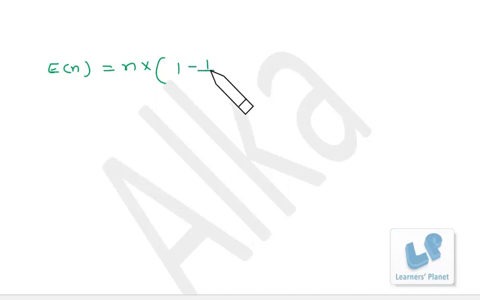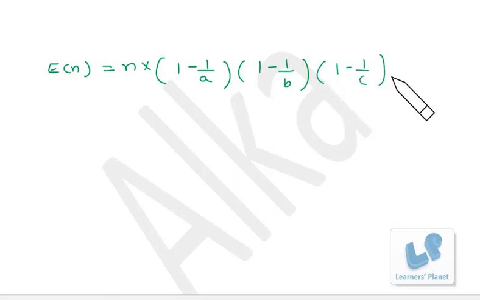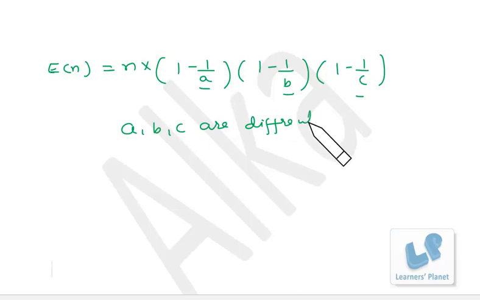If we have to find the Euler number of any number n, then the Euler number of n is equal to n into (1 minus 1 upon a), (1 minus 1 upon b), and (1 minus 1 upon c), and so on, where a, b, c, and maybe more, are the different prime factors of n.